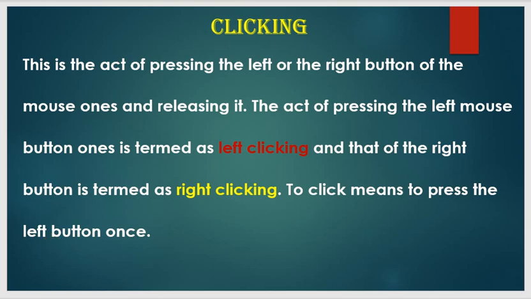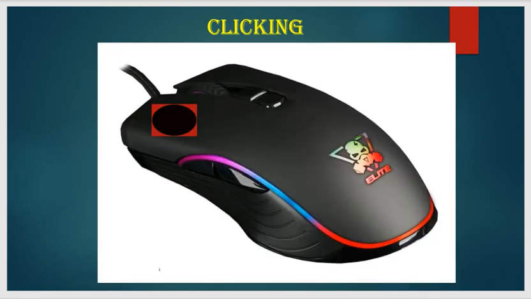The other time we saw the parts of the mouse. We said the left button is where we normally have our index finger. So if on our screen we are being asked to click, it means that you have to press the left button of the mouse once and release that button. If you are able to do that, you have performed the mouse skill known as clicking.